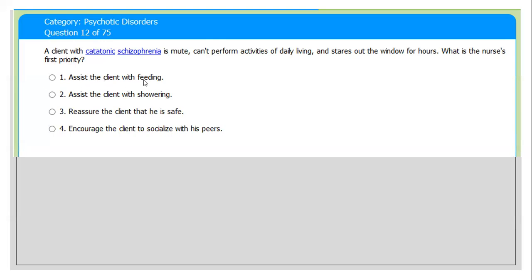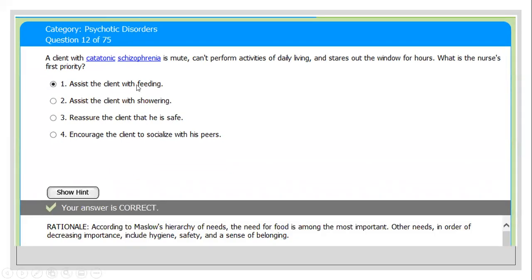Assist the client with feeding, assist the client with showering, reassure the client that he is safe, or encourage the client to socialize with his peers. The correct answer is assist the client with feeding. According to Maslow's hierarchy of needs, the need for food is among the most important. Other needs, in order of decreasing importance, include hygiene, safety, and sense of belonging.